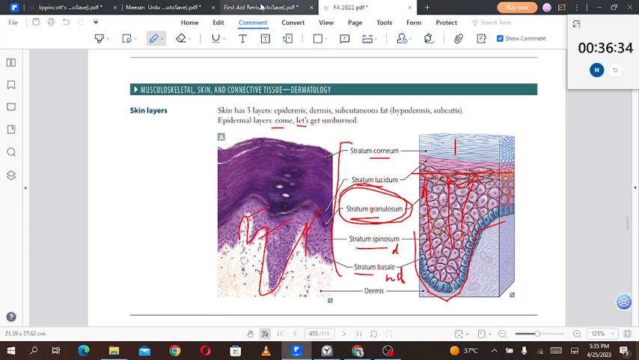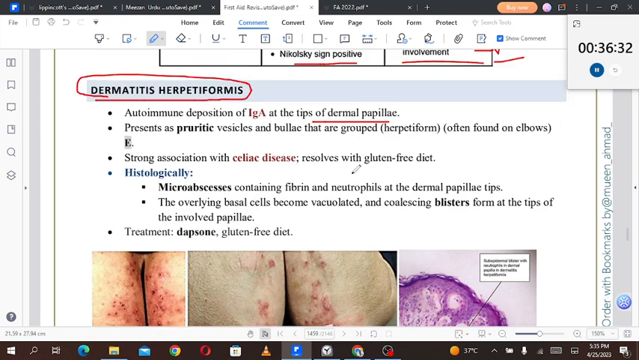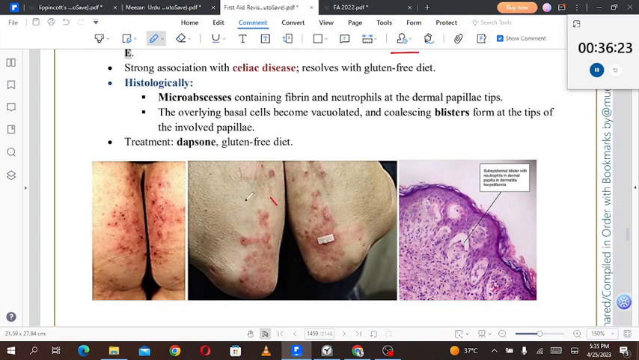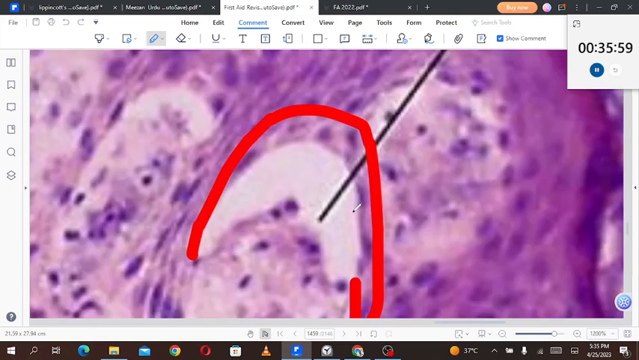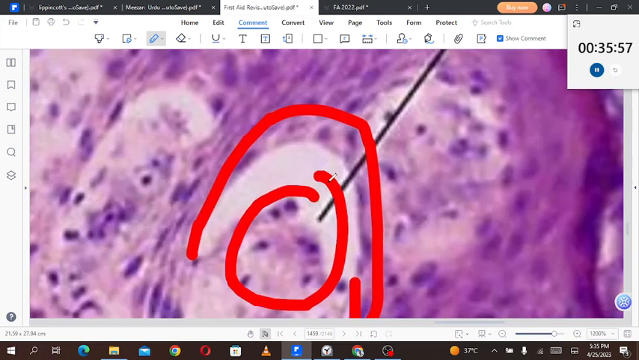So if there is deposition of IgA antibodies in these areas, that is called dermatitis herpetiformis. Present as pruritic vesicles and bullae that are grouped, herpetiform, often found on the elbows. Since they are grouped together, that is why they are called herpetiform, because they look like herpes vesicles. They are not caused by the herpes virus. Remember that. They are just IgA deposition. So here in this picture you can see a subepidermal blister with neutrophils in the dermal papillae in dermatitis herpetiformis. If we zoom it in, we'll be able to appreciate the presence of neutrophils. These are the neutrophils which are present inside that.